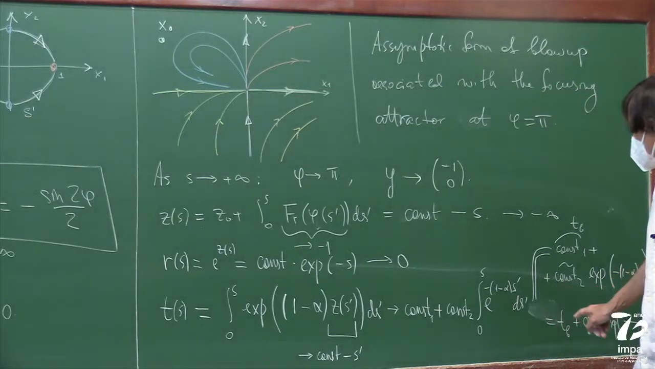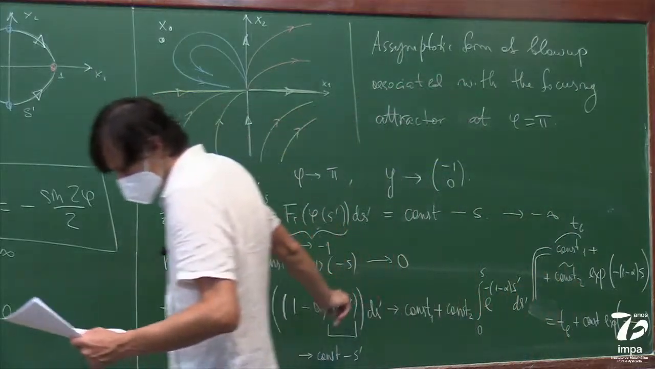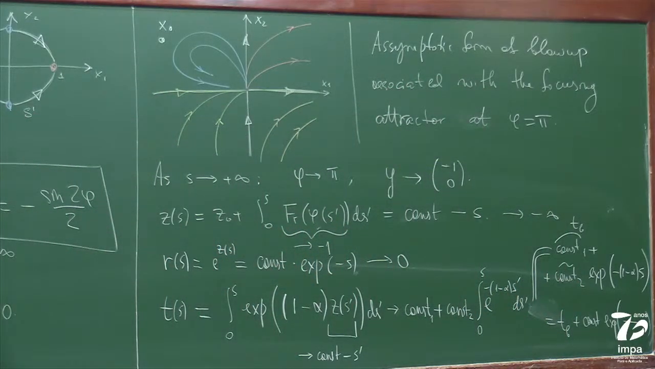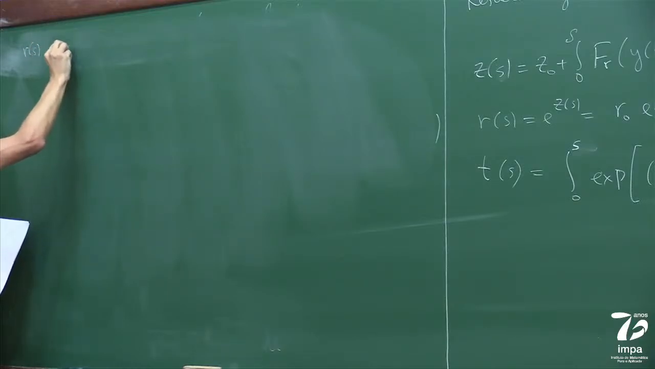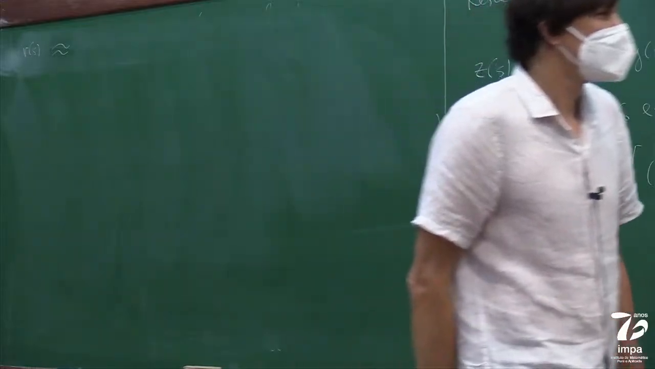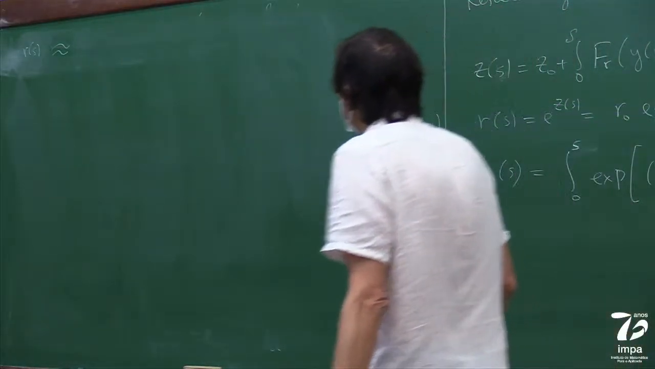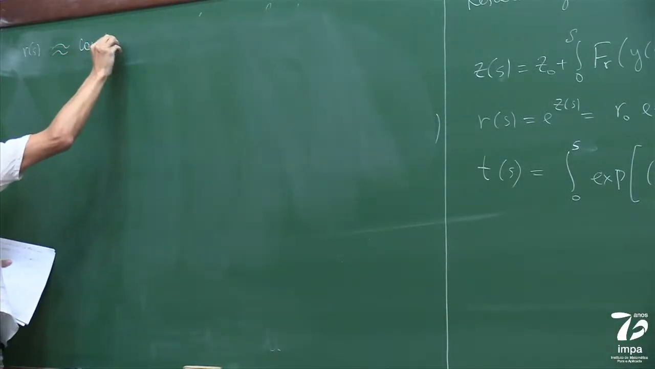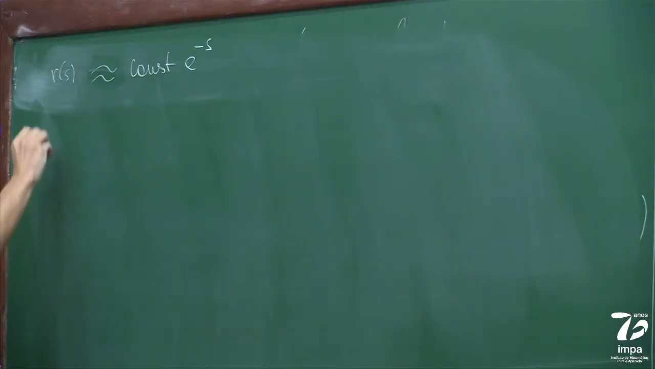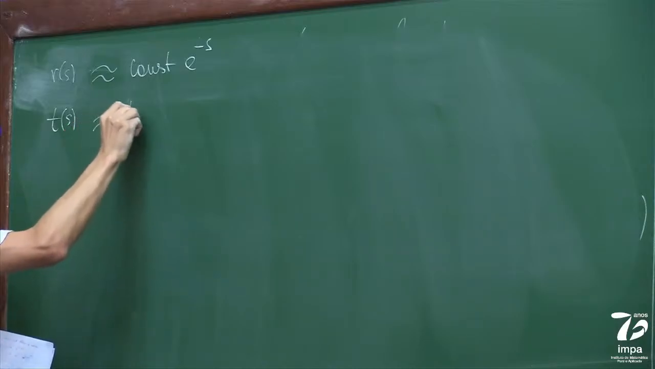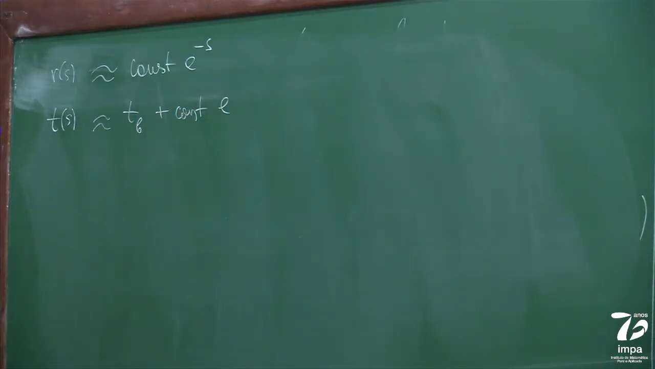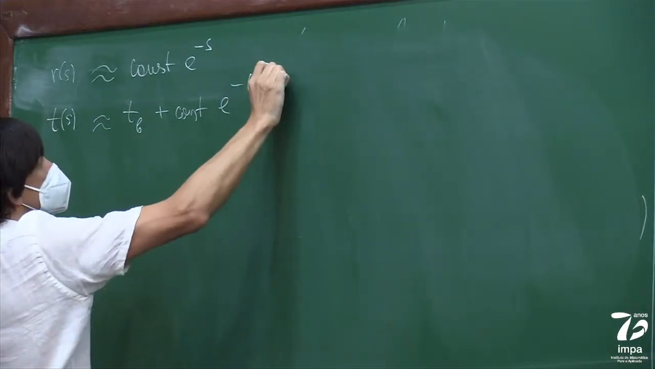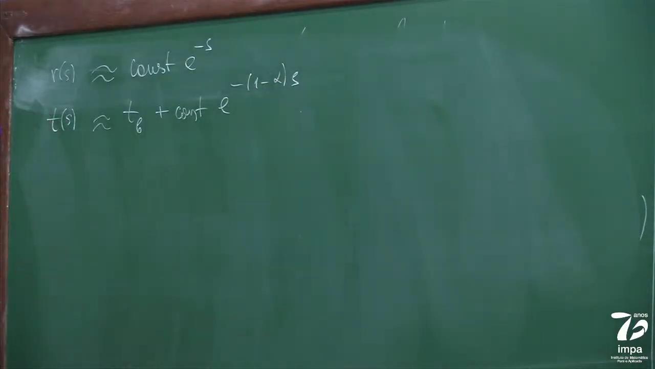So I will copy the two expressions, this expression and this. So what we have is that R of S is asymptotically a constant times exponent minus S. And T of S is asymptotically TB plus a constant, a different constant of course, times E to the minus 1 minus alpha S.